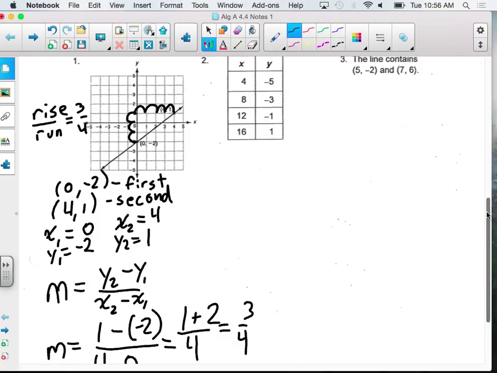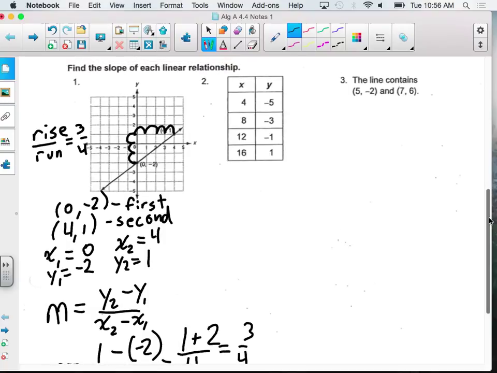Yeah, but it makes more sense to me, if you get that chart, to just do the graph and get the slope there. Right. It's easier, but we're not always gonna be given a graph, so that's where the slope formula comes into play.